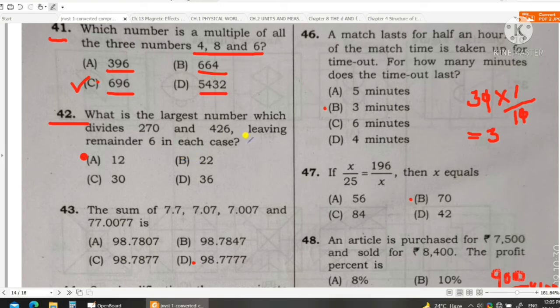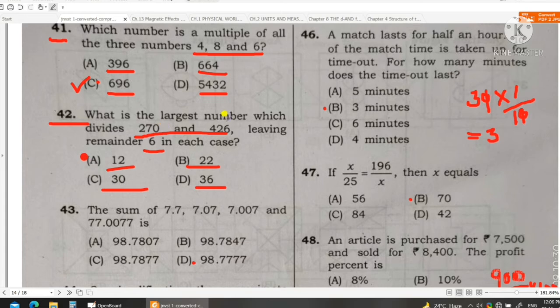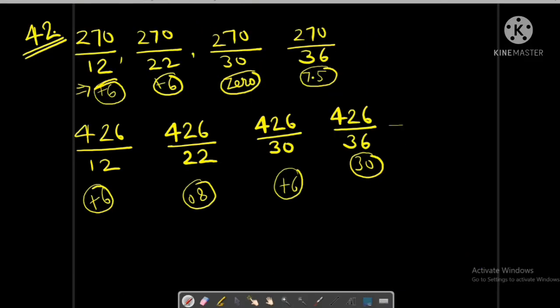Question number 42. What is the largest number which divides 270 and 426 leaving remainder 6 in each case? यहाँ पे आपको चार नंबर दिए हुए हैं 12, 22, 30 और 36. बोलता है कि इन चारों में से कौन सा ऐसा नंबर है जो 270 और 426 को डिवाइड करने पर 6 रिमाइंडर देता है. So the answer of this question also I have shown you. You can see here question number 42. In question number 42, 270 and 426, two numbers are given. You have to check it individually. सभी में आपको डिवाइड करके देखना है.